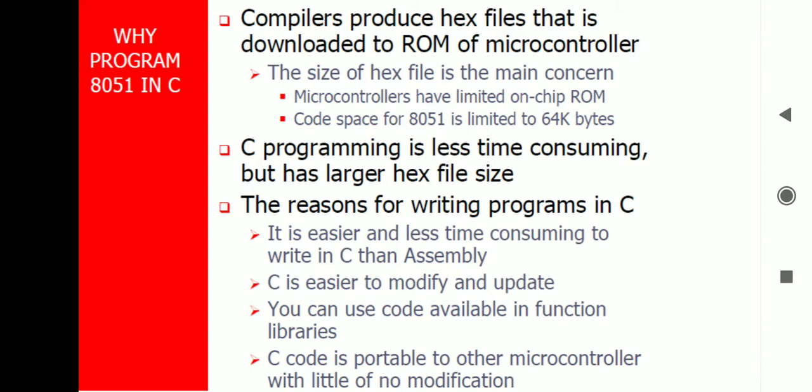The reason for writing a program in C is that it is easier and less time consuming to write a C program than an assembly program. C programming is easier to modify and update. You can use the available functions in a library, and C code is portable to other microcontrollers with little or no modification. Hence, rather than assembly programming, we use C programming.